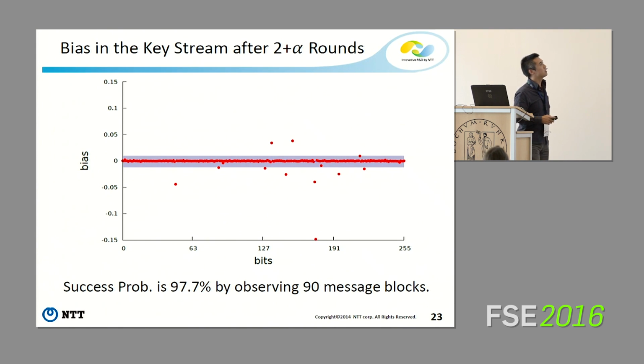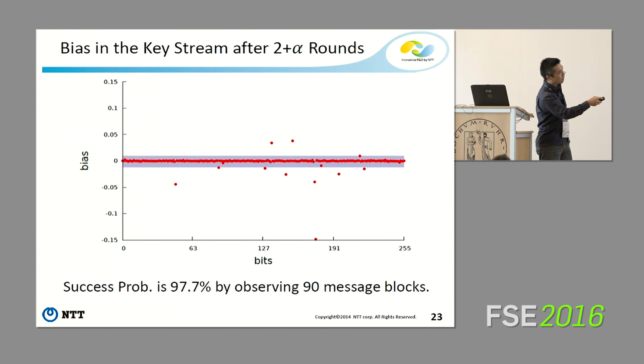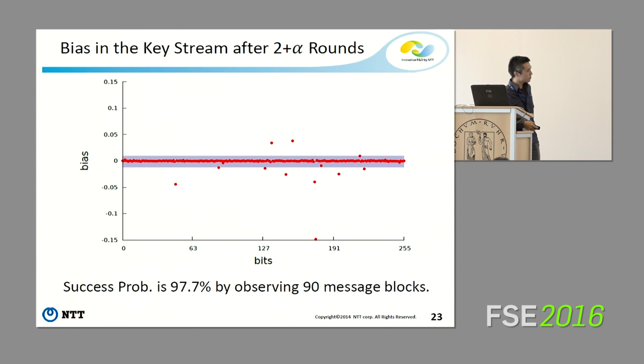And actually, here is the result. The horizontal axis shows the bit positions, and the vertical axis shows the bias that the bit has a difference. As you can see, some bits tend to have a difference more likely than other bits, or some bits would not have a difference compared to other bits. And by using 90 message blocks, we can distinguish the two-round NORX with success probability 97.7%, which is high.